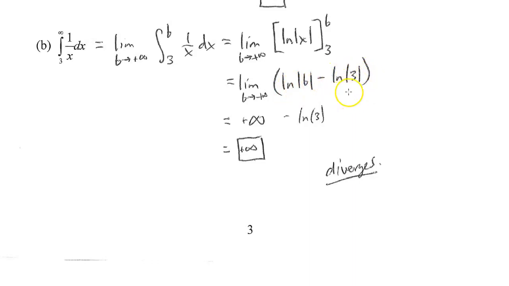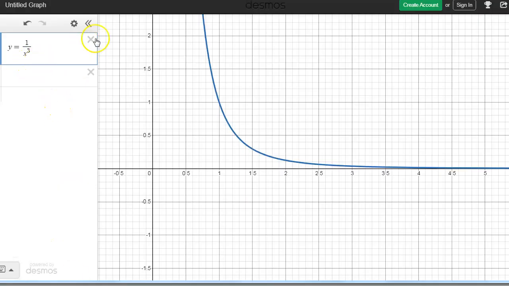Now, the natural log of the absolute value of 3, that's just some crazy decimal. But if we take the limit as b approaches infinity, the natural log of b actually blows up to infinity. The bigger b is, the bigger the natural log of b will be. And as b goes to infinity, this goes to infinity. So we get infinity minus some constant, which is really just infinity. So what this means is this integral diverges. It's kind of amazing.